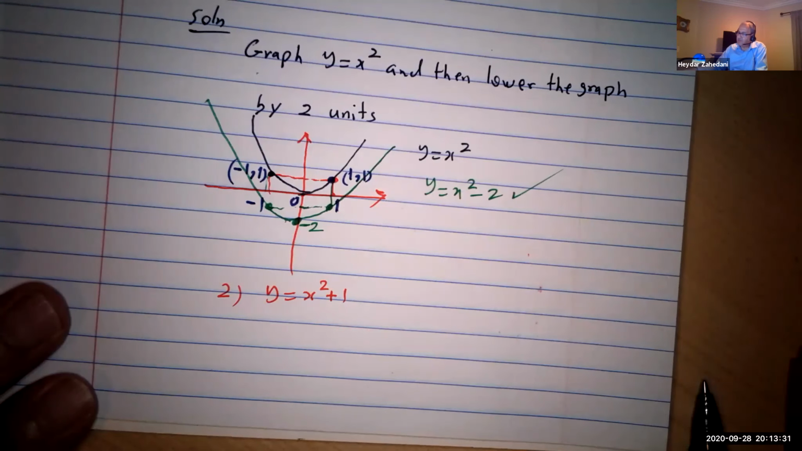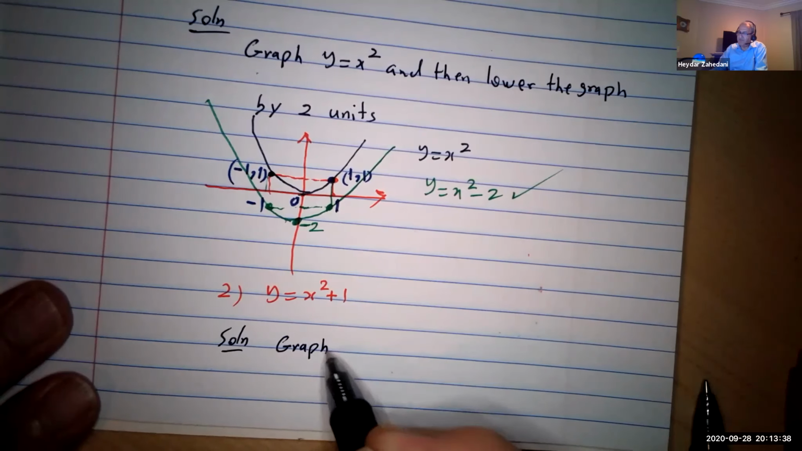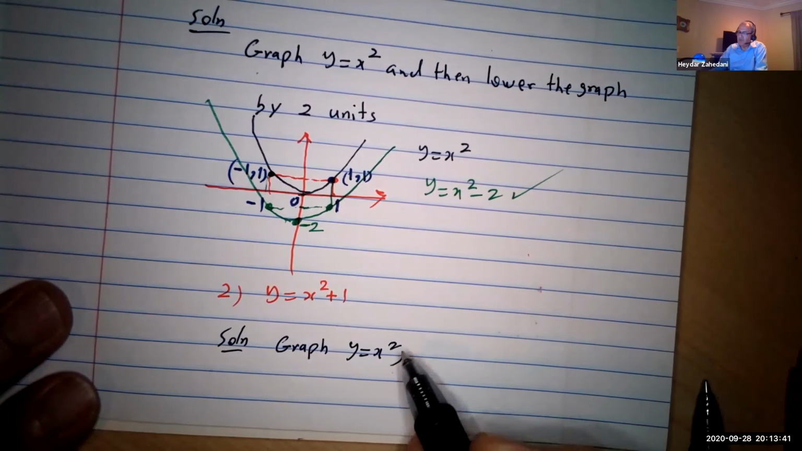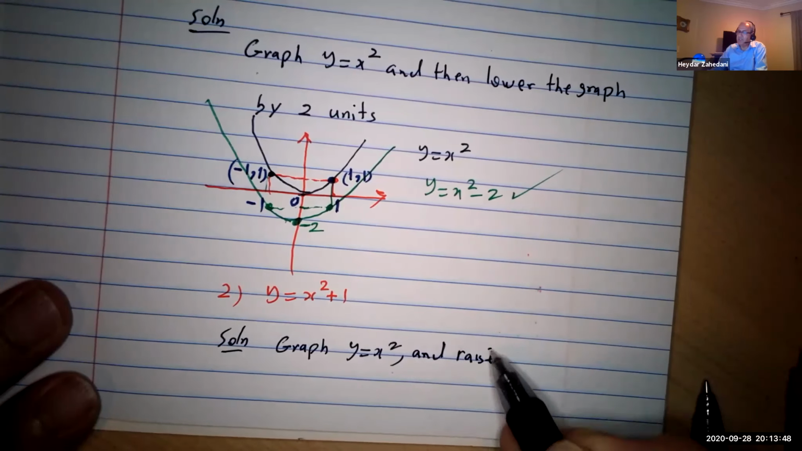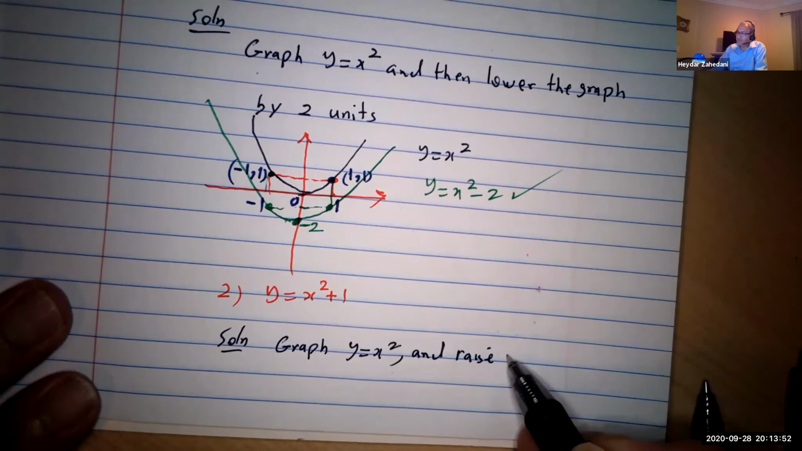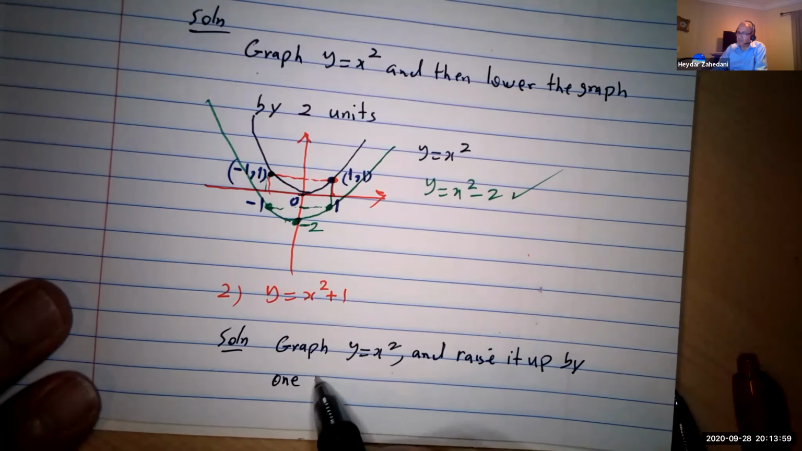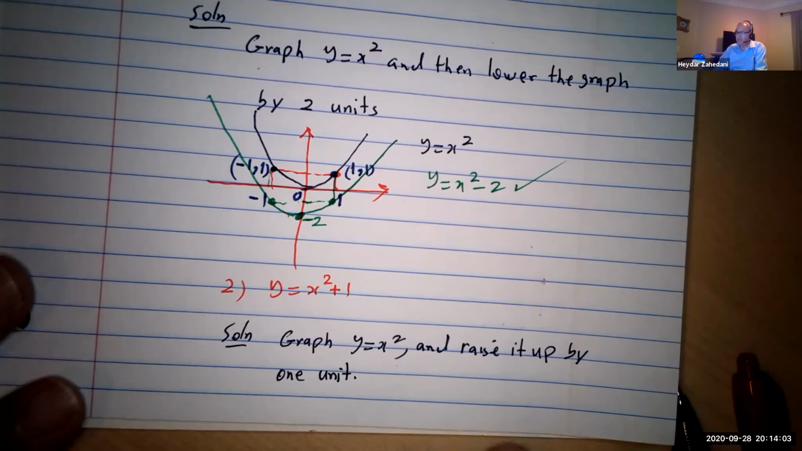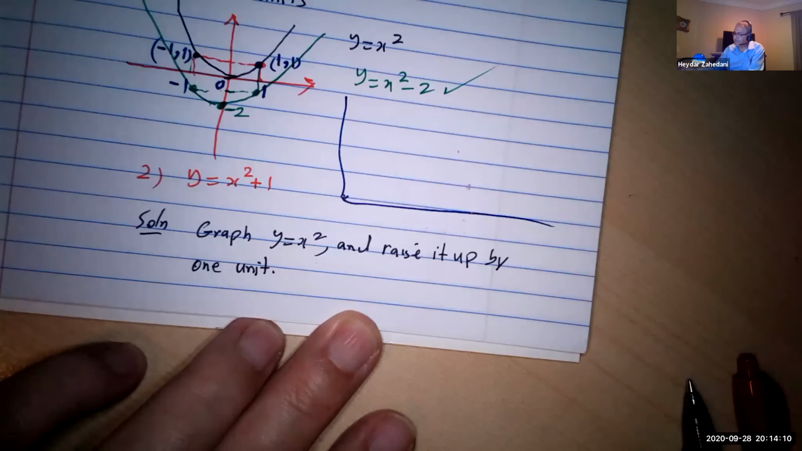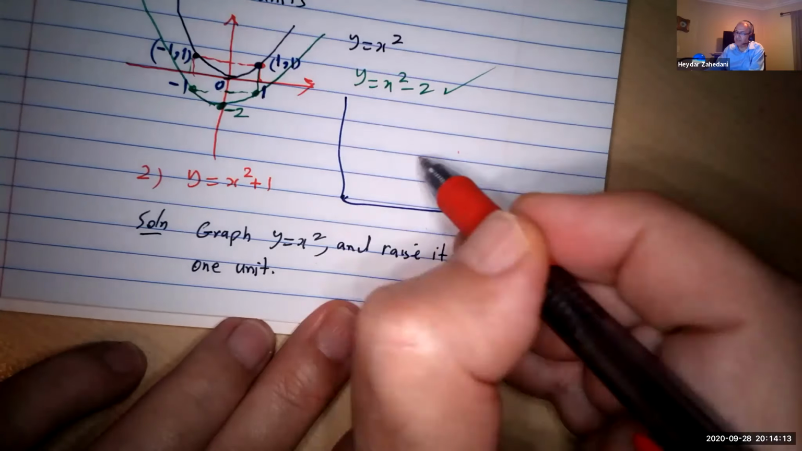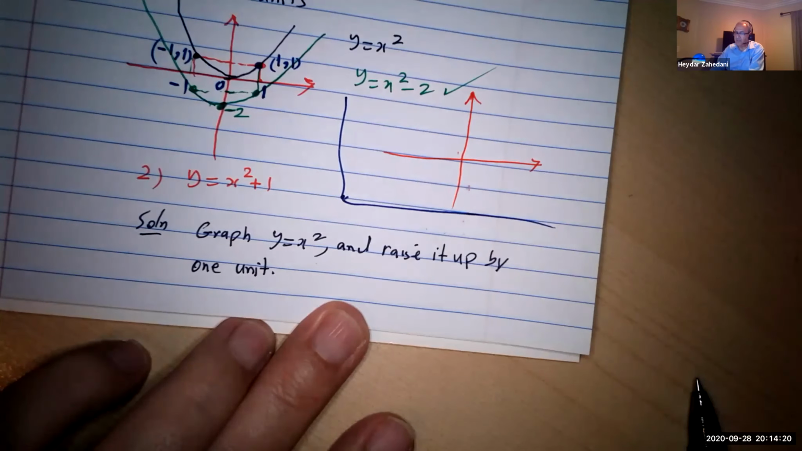So the solution for this one is going to be, you graph y equal to x squared first, then you push it up, raise it up by 1 unit. 1 unit. You see? Easy to find. So what's going to be the situation I'm going to have? Okay, I'm going to take it here. Again, we have the parent function. This is going to be the parent function. The parent function is y equal to x squared.